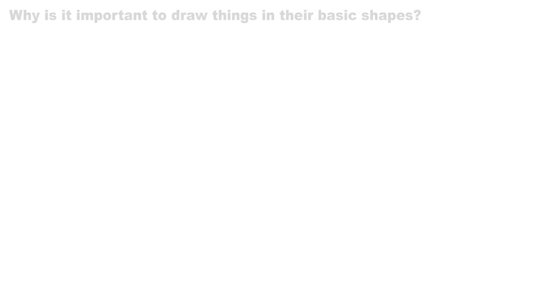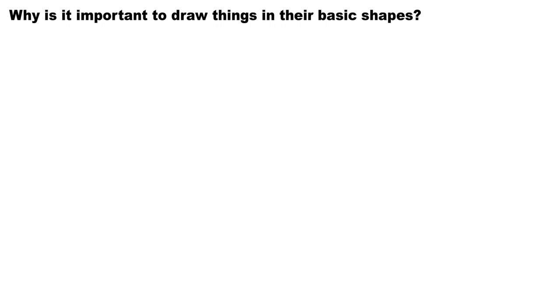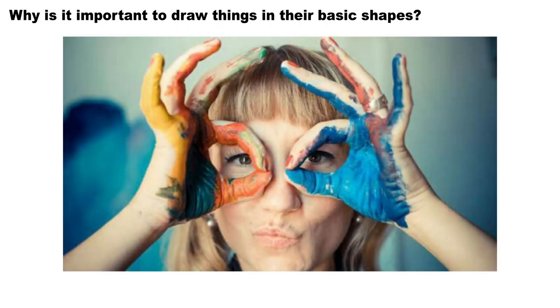Now why is it important to draw things in basic shapes? There are many benefits to changing the way you look at the world. You as an artist should have a different way to look at how things exist and what they consist of. The way an artist observes his or her surrounding affects the way he or she can draw it, memorize it, manipulate it to make it fit into his or her own vision.